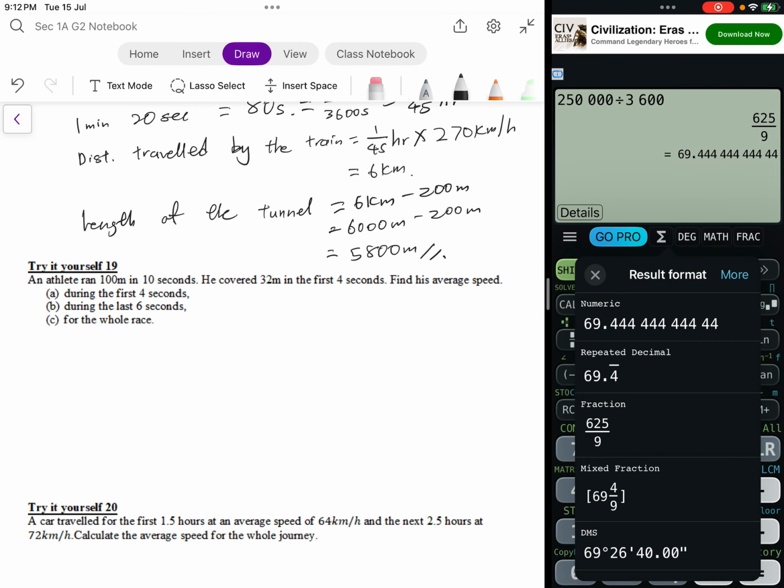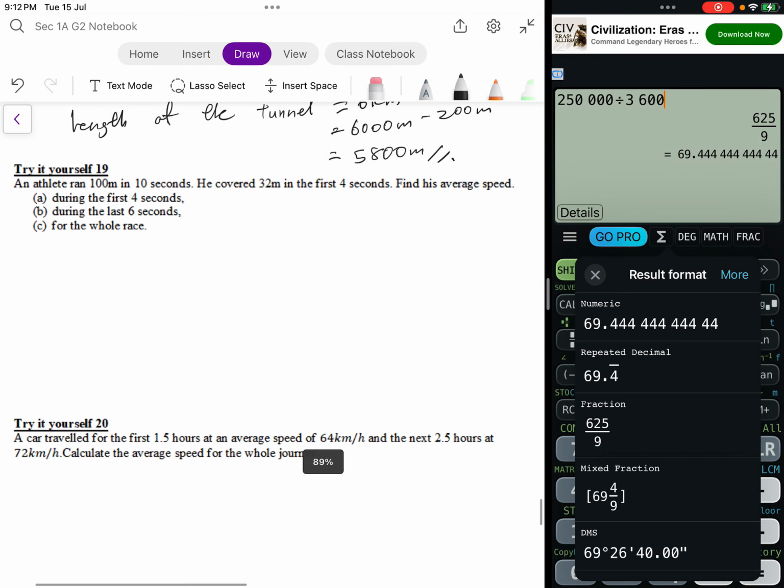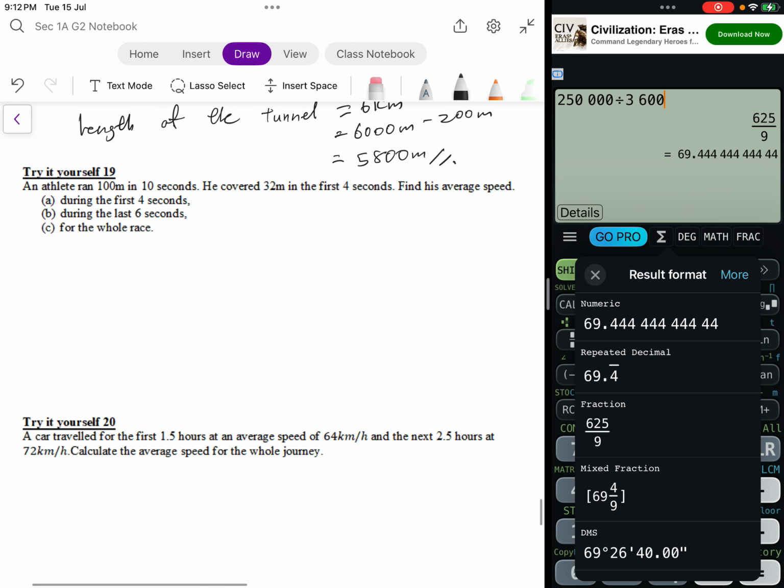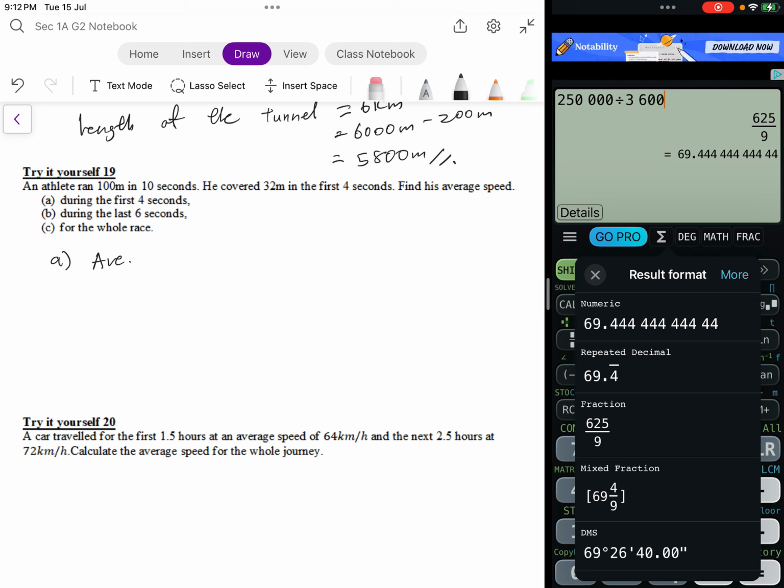Okay, so these remaining questions are pretty easy to do. An athlete ran 100 meters in 10 seconds. He covered 32 meters in the first 4 seconds. Find his average speed in the first 4 seconds. Okay, so average speed during first 4 seconds.